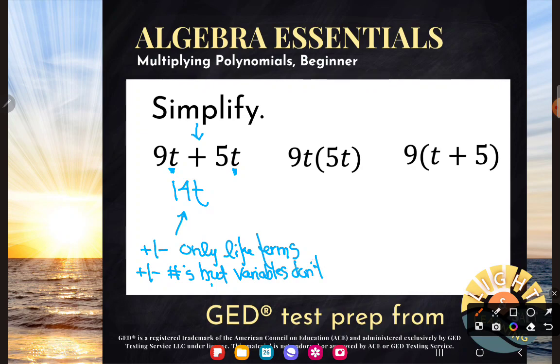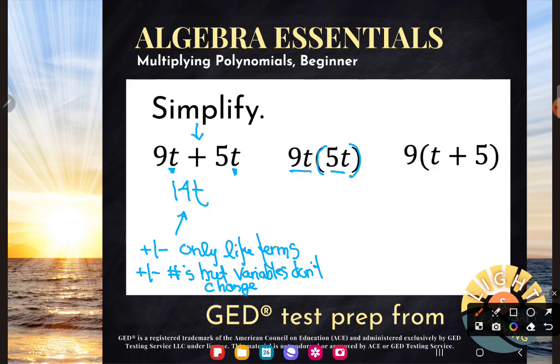All right, now let's compare that to the next example. We still have a 9t and a 5t, but this time we can see that they're shoved together, and the only thing between them is these parentheses. That tells me they're multiplying. This is 9t times 5t.